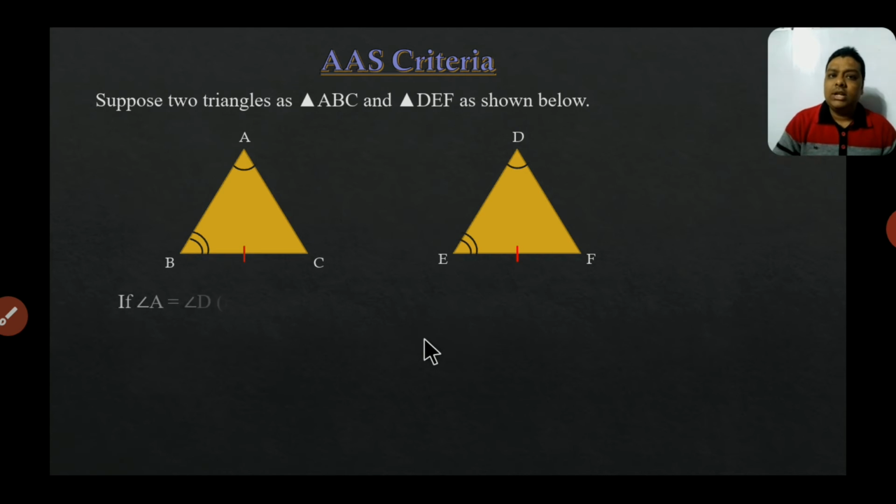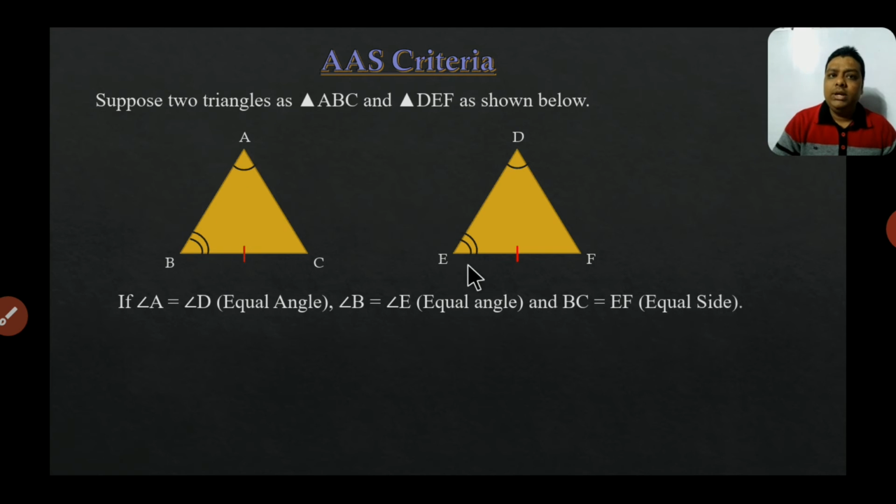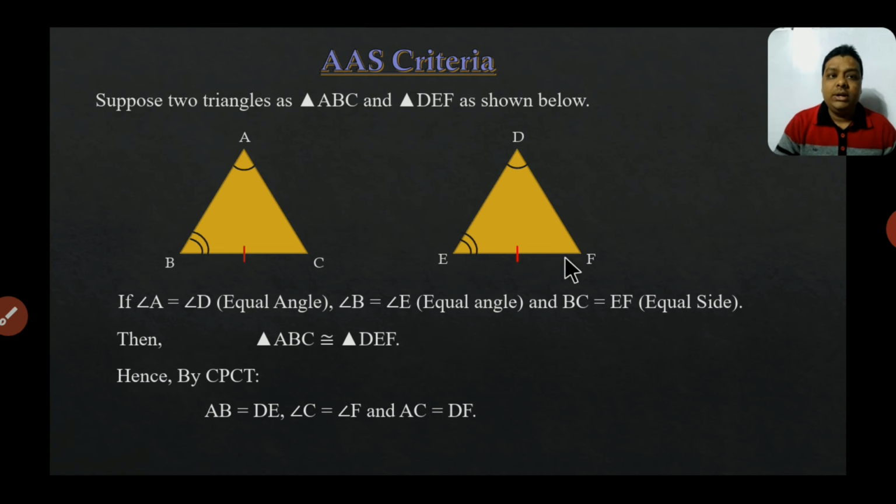So these are the criteria. If angle A equals D, B equals E, and side BC equals side EF, then in that case triangle ABC is congruent to triangle DEF. Then again the rest part of this triangle should be equal to the rest part of this triangle. It means that angle C will be equal to F, by CPCT. Angle C equals F, AC equals DF, and side AB is also equal to DE. So this is the double A S criteria, angle angle side criteria.